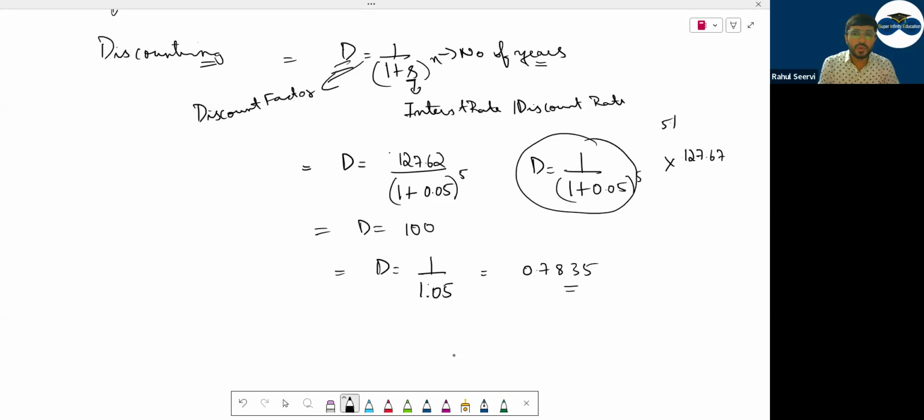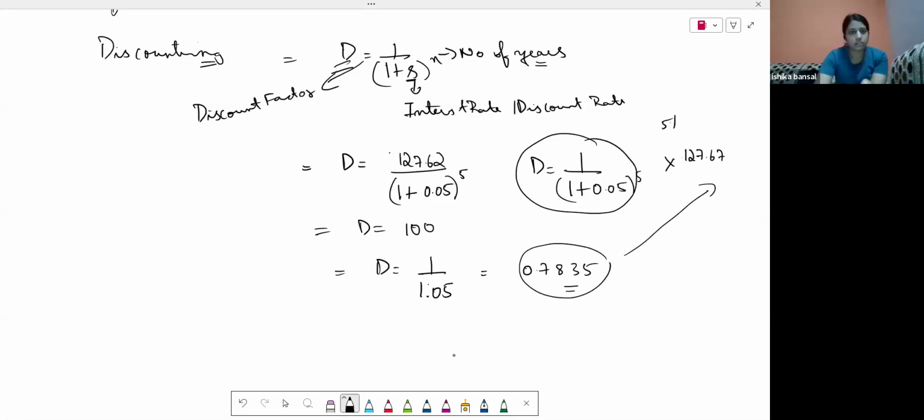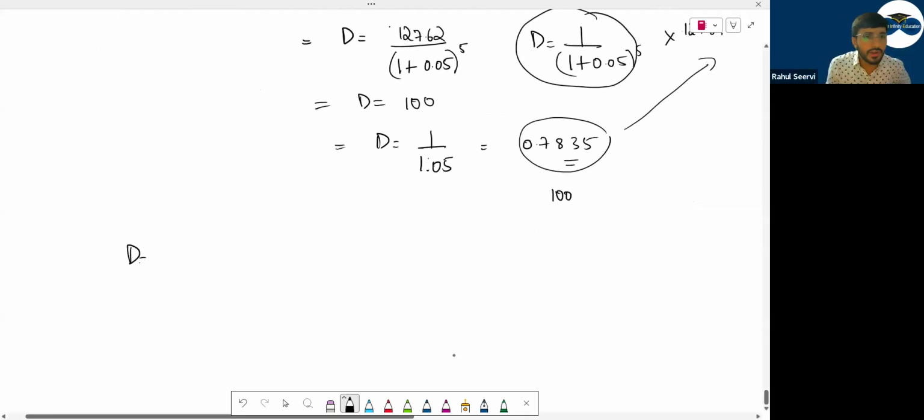Yes? So this value you multiply with 127.67. How much is coming? 100 is coming, right? So can I say 127.67 into 0.7835 is 100? Yes sir, 100 is coming. Now sir, how the interest rate is calculated is not needed, that is all in FM. We can't spend time here discussing how the formula is derived. No, what is required is that you have to remember this formula and calculate the discount factor. Can I say the formula which we have learned is used to calculate the discount factor? 1 divided by 1 plus r to the power of n.